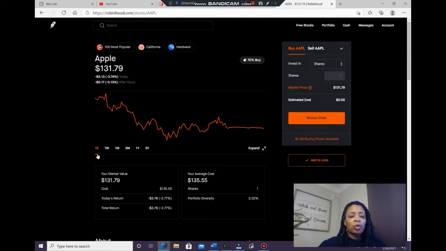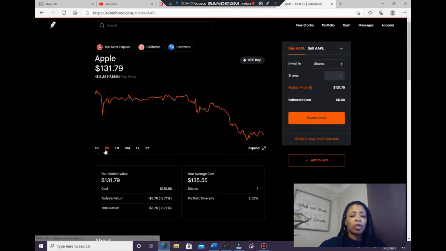Right here, it shows 1 day, 1 week, 1 month, 3 months, 1 year, and 5 year. So basically it's going to explain to you what's been going on for that increment of time. This is the 1 day chart. That means if you bought Apple at the beginning of the day, you could have lost $5.13 if you didn't sell it.